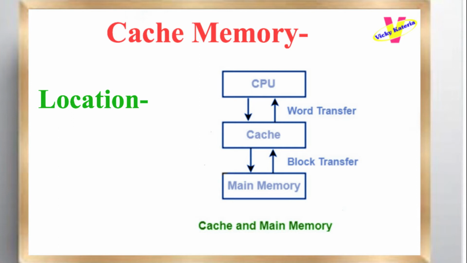Location. Cache memory lies on the path between the CPU and the main memory. It facilitates the transfer of data between the processor and the main memory at the speed which matches the speed of the processor. Data is transferred in the form of words between the cache memory and the CPU. Data is transferred in the form of blocks or pages between the cache memory and the main memory.